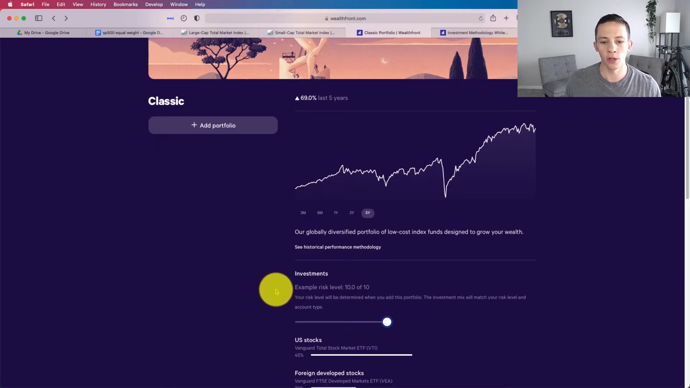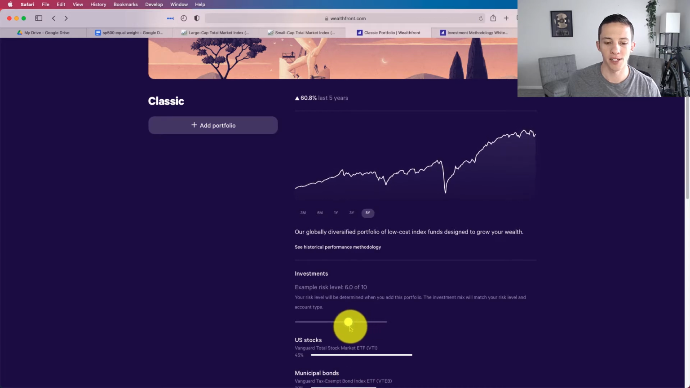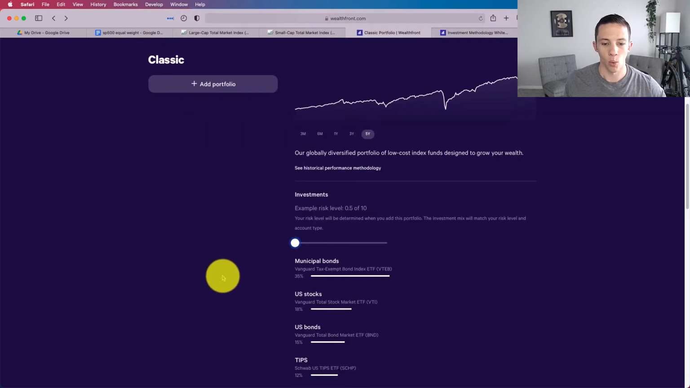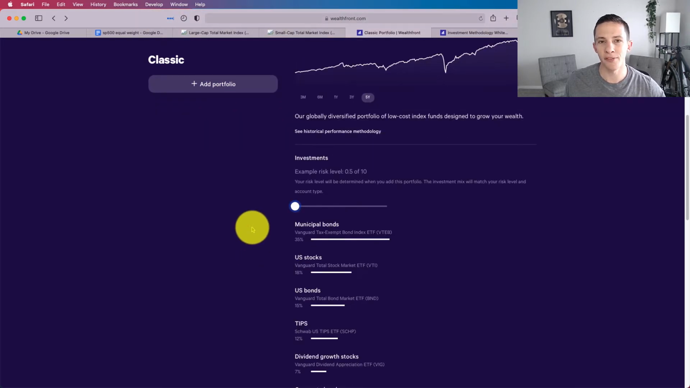Now, what's cool is here as we slide the risk level down and more gets allocated to bonds, less gets allocated to stocks. On this chart, we can see the volatility decreasing along with the total return decreasing. So let me slide it down, and there we go. We can see the volatility is decreasing. The total return is decreasing as we're allocating more and more to bonds and subsequently less to equities. Down here at a risk level of 0.5, Wealthfront allocates you about 70% to bonds and 30% to equities.